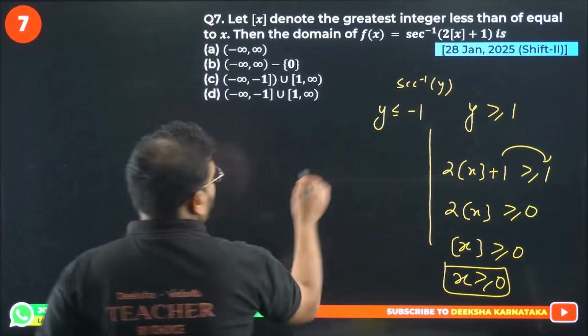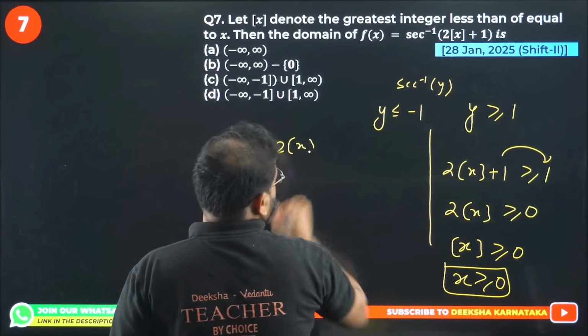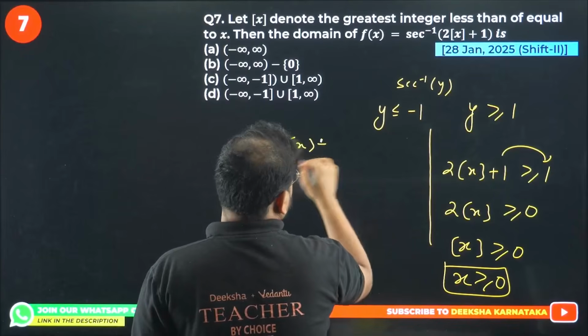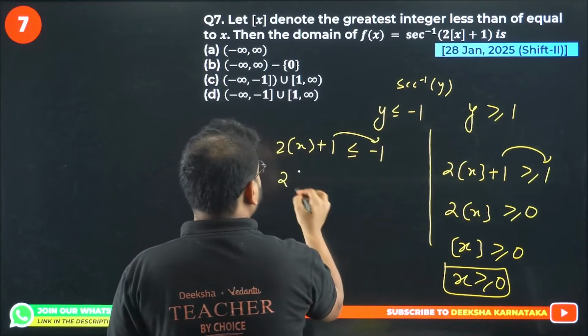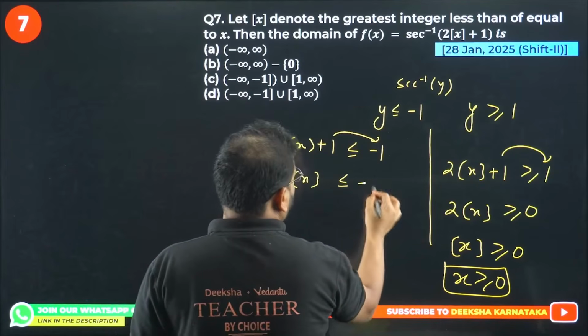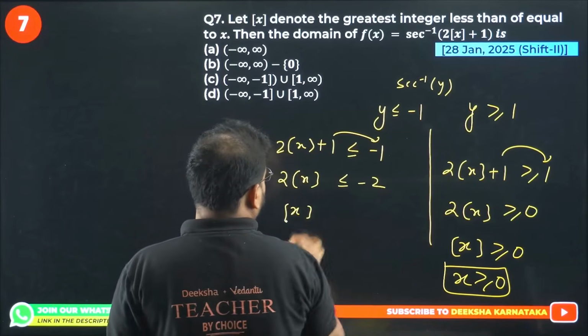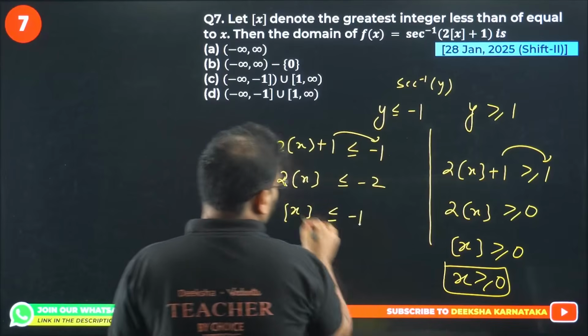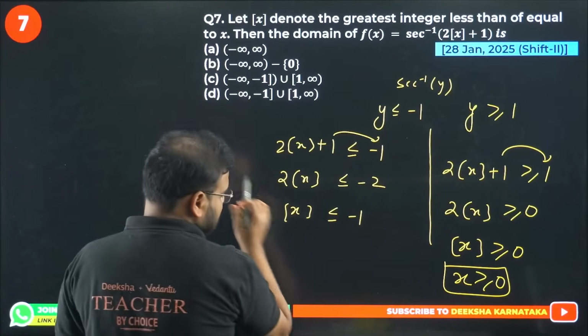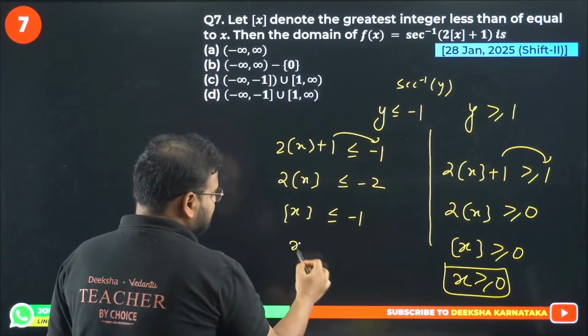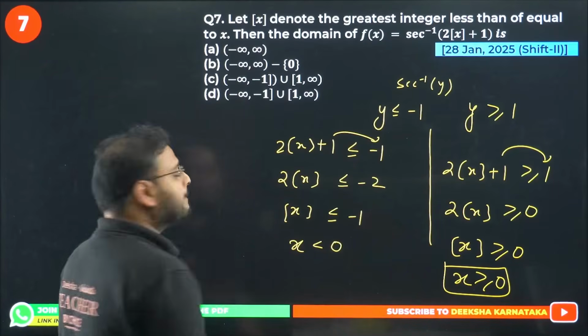Second part. Twice of x plus 1 is less than minus 1. On this side I get twice of GIF of x less than minus 2. Move it over here, I get GIF of x is simply less than minus 1. So from here you can see, I can write this simply as x less than 0, right?